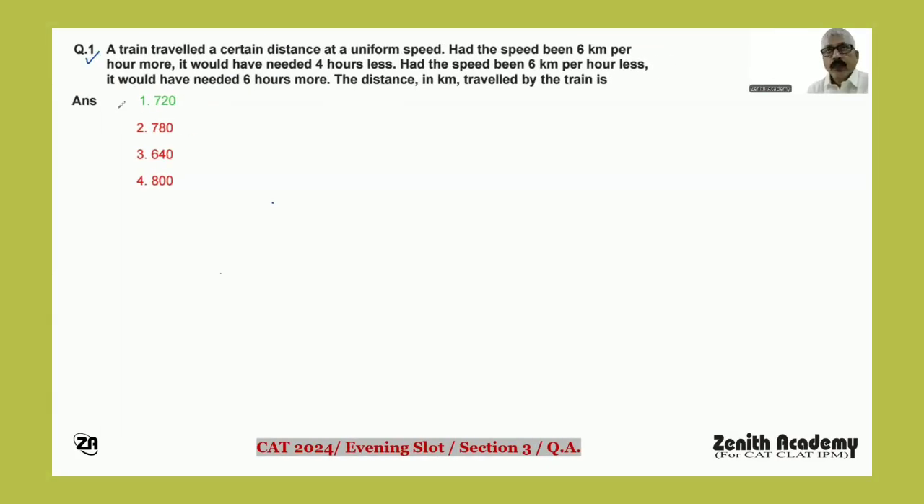Examination of CAT 2024 evening slot, section 3, and it is QA, Quantitative Aptitude section. So let us take question number 1.